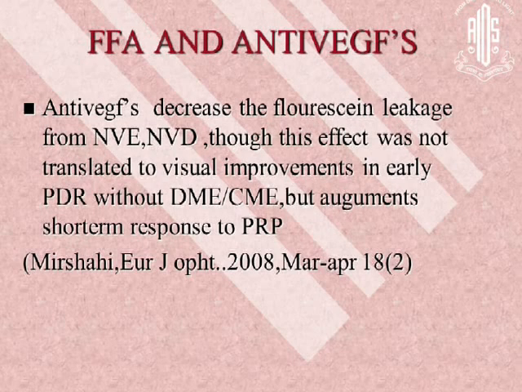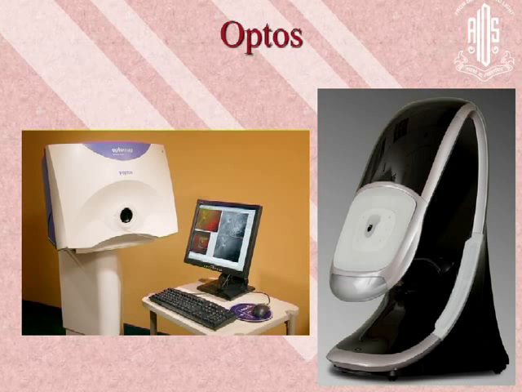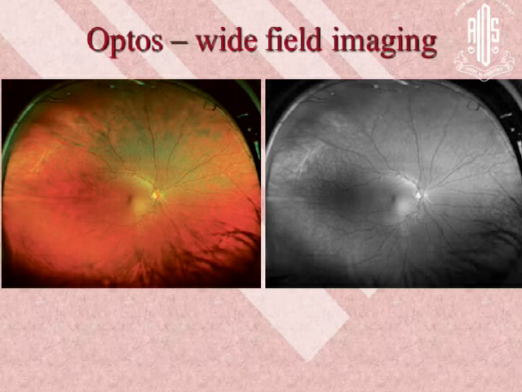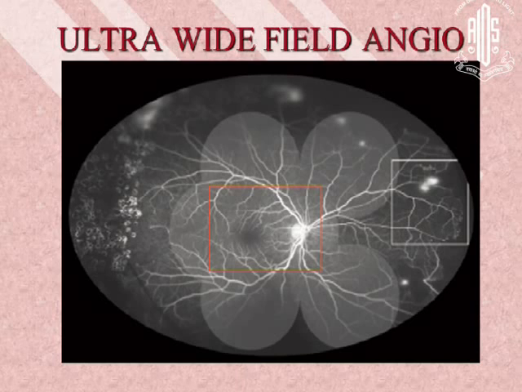then it's prudent to consider an anti-VEGF. So coming to the newer kid on the block, that is the wide field angiogram, ultra wide field angiogram, which stands 200 degrees of the field, which covers 82.5% of the retinal surface area. So this is the wide field imaging. What extra help does it give in the area of diabetic retinopathy?